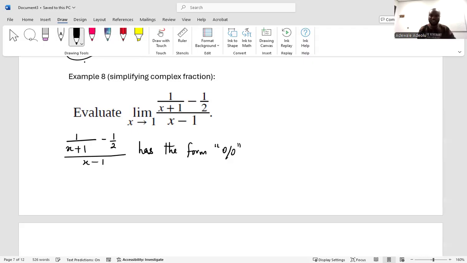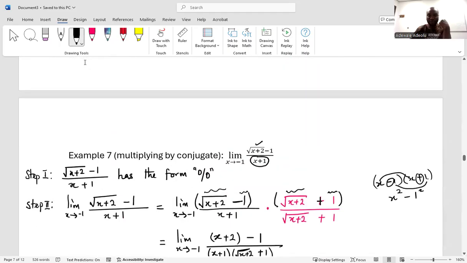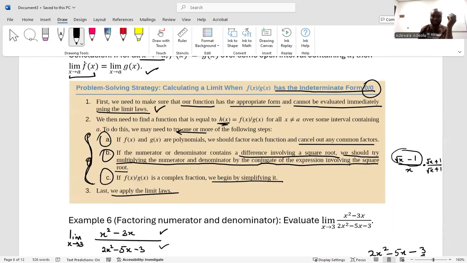What that tells us is that we can use any of these 3 ideas. If it's a polynomial over polynomial, factor them. But in this case, it is not a polynomial over polynomial. If the numerator or denominator has a difference involving a square root, multiply by the conjugate. But that isn't what we have. It is the case when we have a complex fraction. What do we do? We begin by simplifying. So let us simplify.